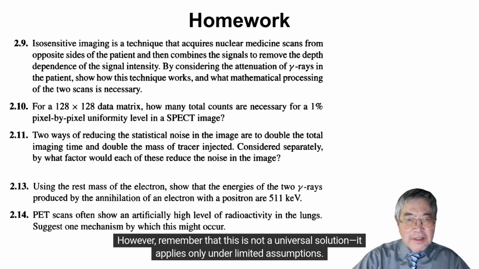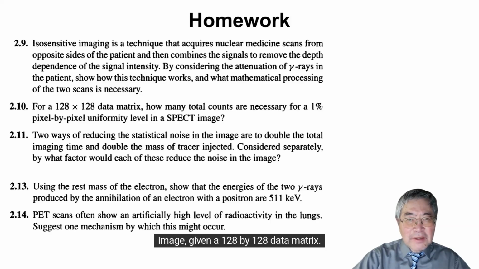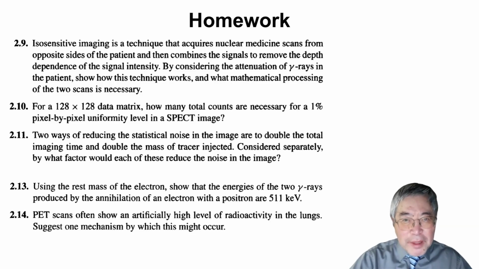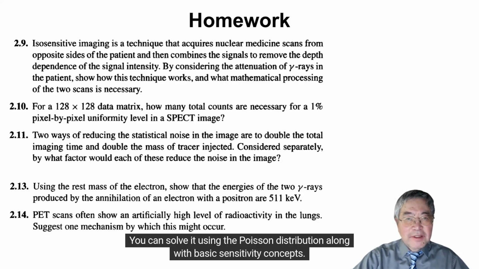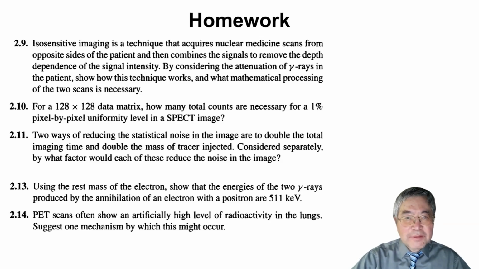However, remember that this is not a universal solution. It applies only under limited assumptions. The second question asks how many total counts are necessary to achieve 1% uniformity in a SPECT image given a 128 by 128 data matrix. This problem is fairly straightforward. You can solve it using the Poisson distribution along with basic sensitivity concepts. The answer should follow directly from these principles.